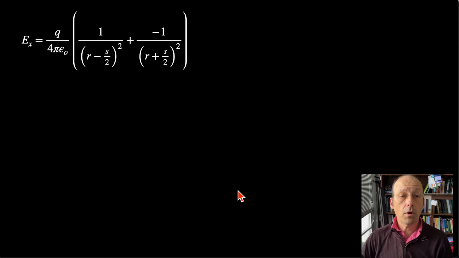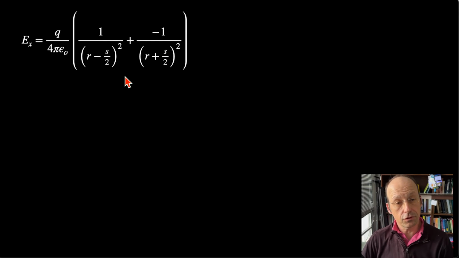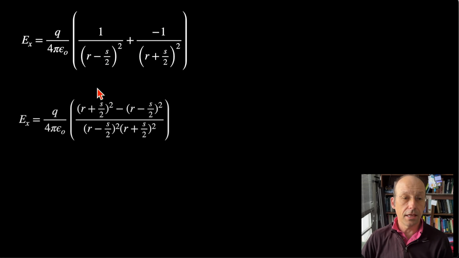Next, I want to take that same expression and get a common denominator. I can do that by multiplying this fraction by r plus s over 2 quantity squared divided by r plus s over 2 squared, and this one by r minus s over 2 squared, top and bottom. When I multiply this top by r plus s over 2 squared, I get that, and the bottom gets the same common denominator. This one's going to be negative, and then r minus s over 2 quantity squared.